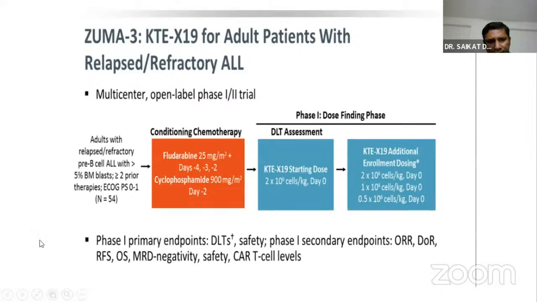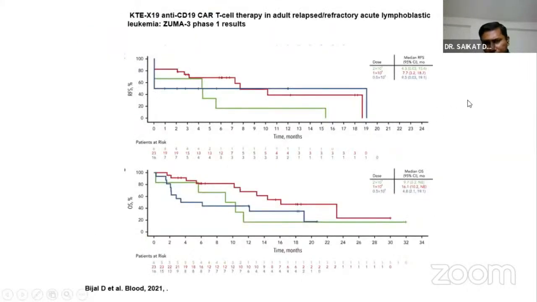This is the ZUMA-3 trial, which used conditioning chemotherapy, fludarabine and cyclophosphamide, and they used several different doses of CAR T cell. These are 2 into 10 to the power 6, 2.5 into 10 to the power 6, and it has been shown that 1 into 10 to the power 6 CAR T cell per kg of patient body weight is the optimum, and they produce around 16 months of median overall survival.